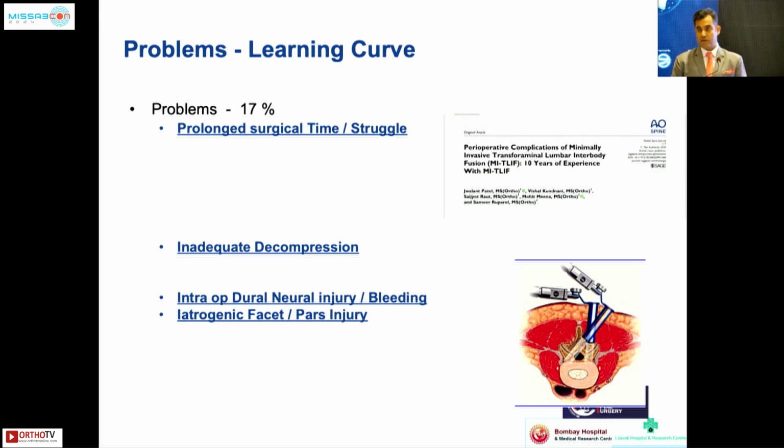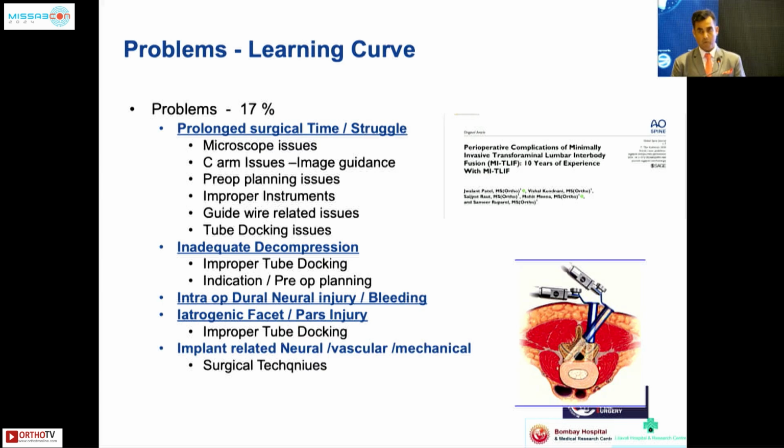Inadequate decompression can easily be a cause of unsatisfying result, and it is fairly common in the early part of your learning curve. This is something that has to be avoided at all costs. This is something just not acceptable. Intraoperative neural and dural tears can happen because of various reasons, and iatrogenic pars injuries, facet injuries, and implant-related problems can all happen because of reasons as cited here.